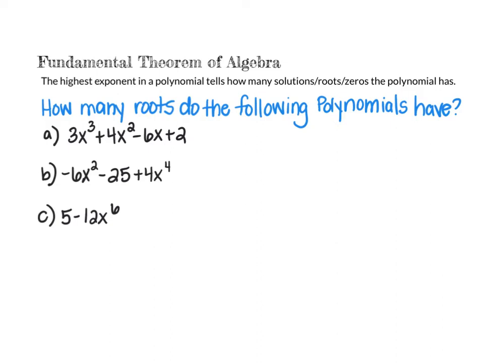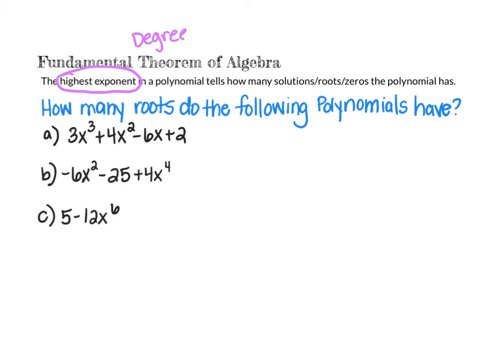All right, so we're going to talk about two more theorems in this video. We're going to talk about the fundamental theorem of algebra, and we're going to talk about the conjugate theorem. So the fundamental theorem of algebra is pretty simple. It basically says that the highest exponent, and the name that we call the highest exponent is actually called the degree. So the degree is the largest exponent that is in your polynomial.